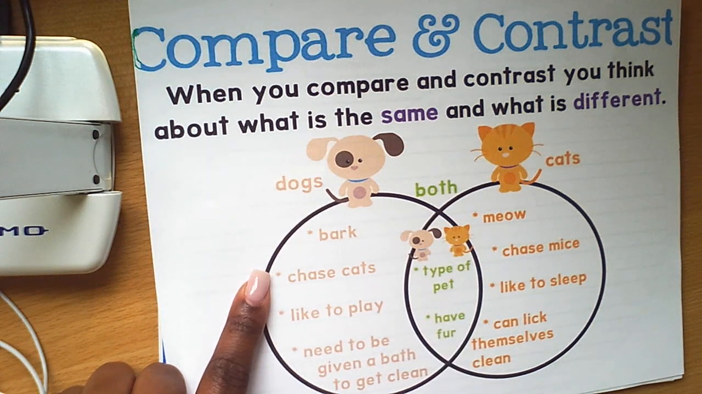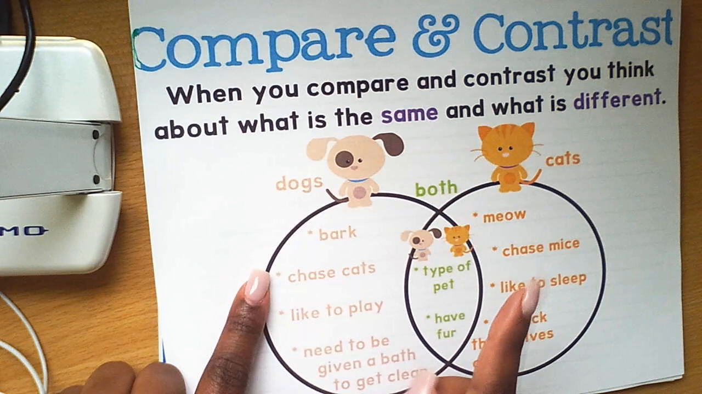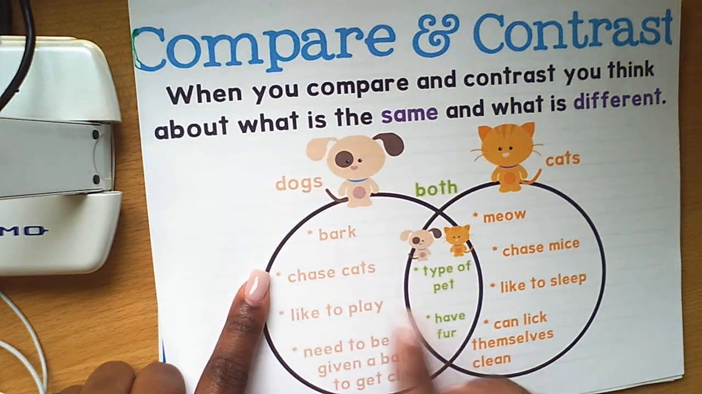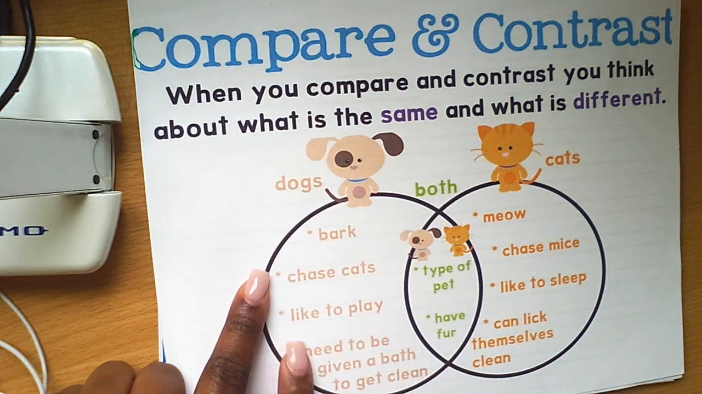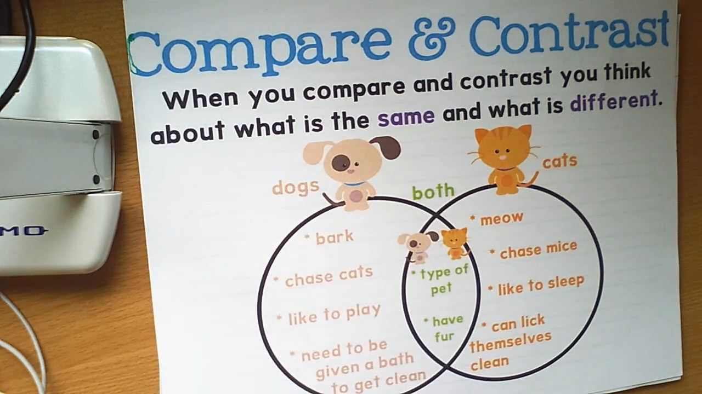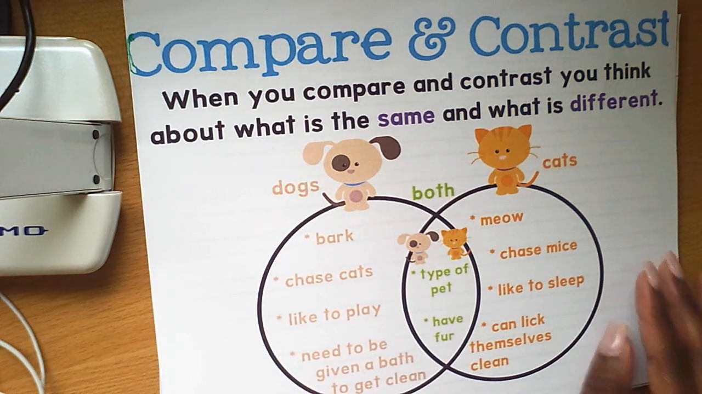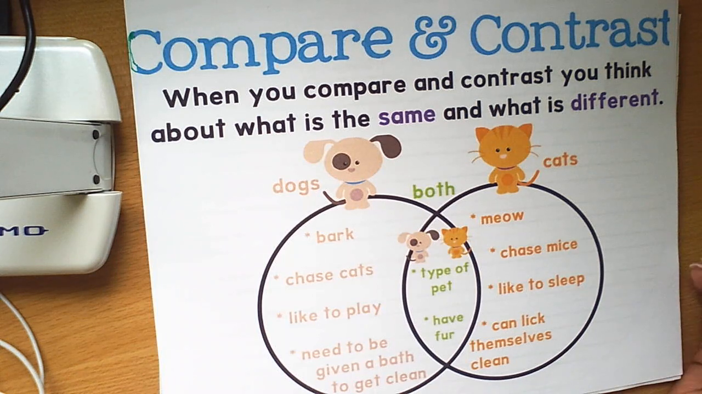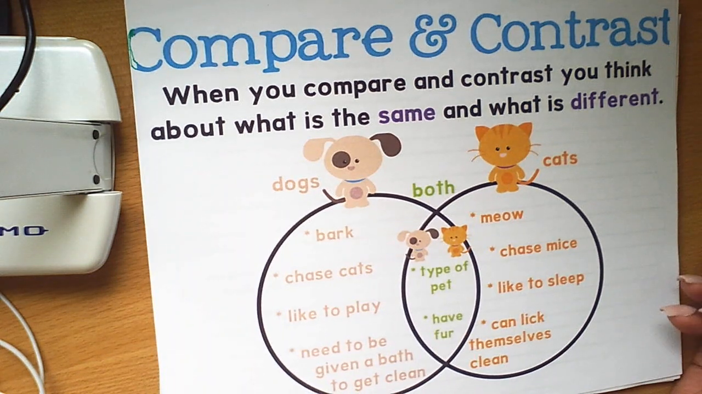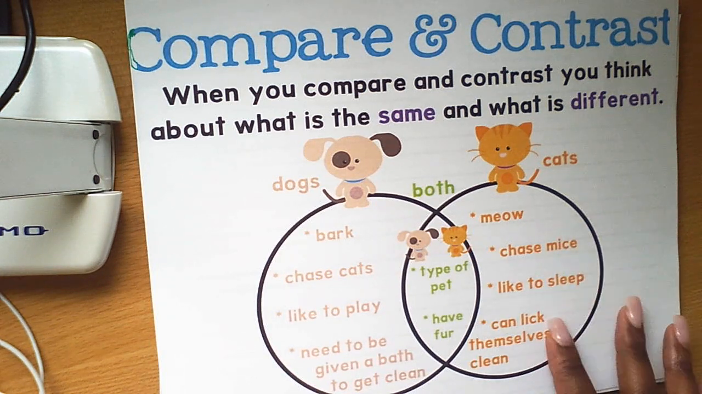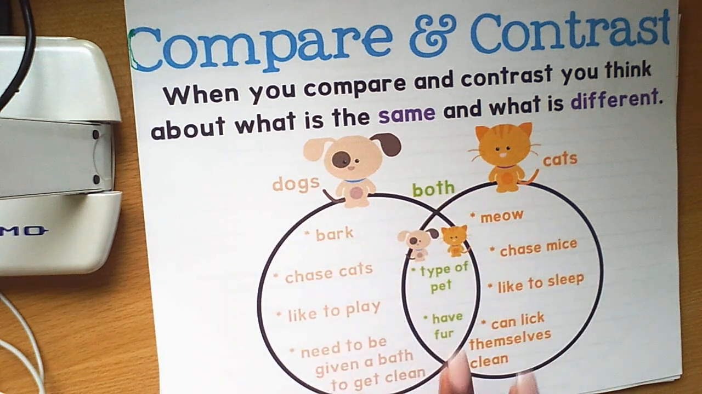Okay? So let's look at this side for the dog. Dogs bark. Dogs chase cats. Dogs like to play. Dogs need to be given a bath to get clean. Those are things that are only for dogs. On the other side, cats. Cats meow. They chase mice. They like to sleep. And they can lick themselves clean. Those are only about cats. None of these things dogs do. None of these things cats do.